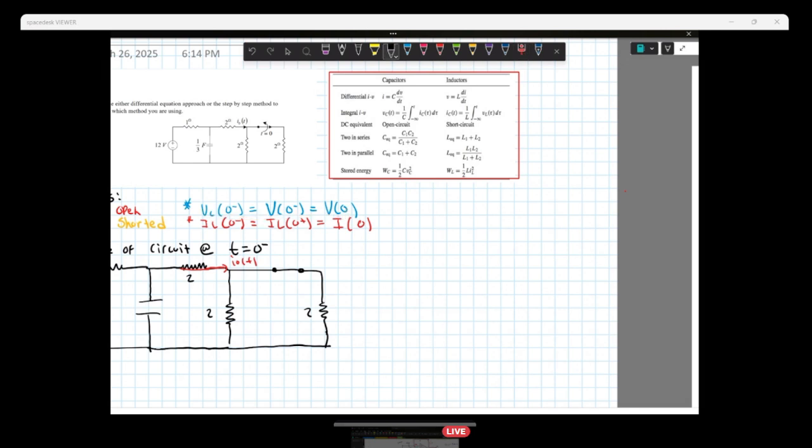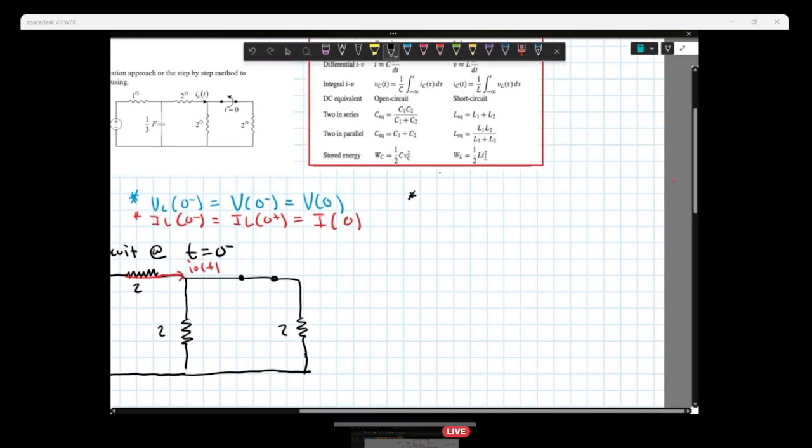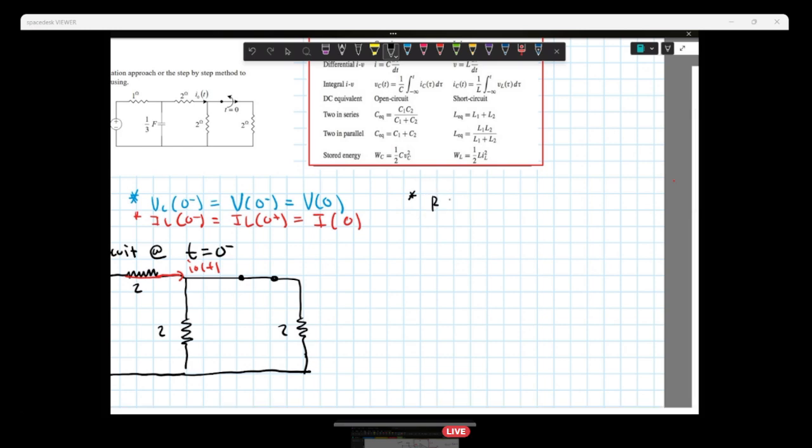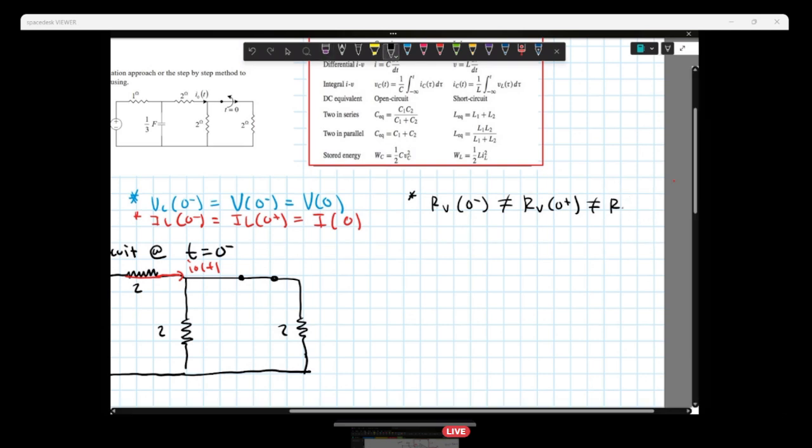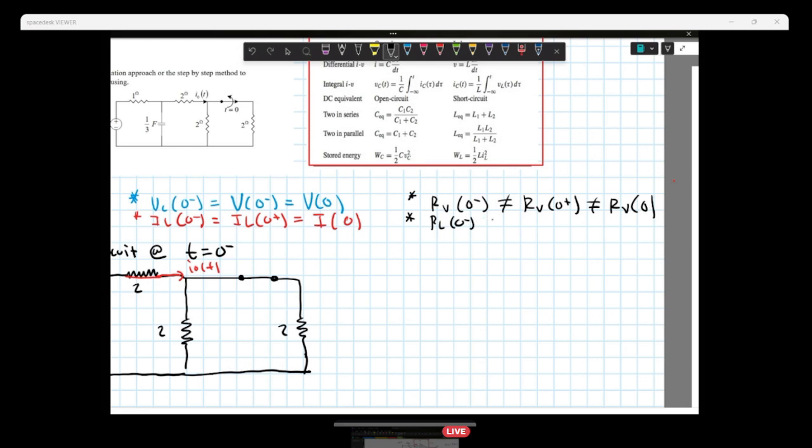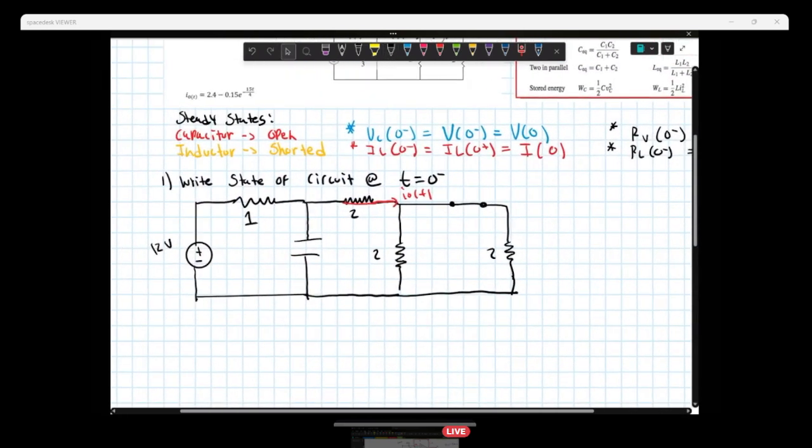But for resistor, you're gonna have to make sure that, again, I'll write it for both. So for resistor, the V R at 0 minus will not be equal to V R at 0 plus, nor will it be equal at all. R V being the resistance voltage at 0. That means I have to check at every state its values. And the same goes for its current. That just means I'm gonna be doing more work.